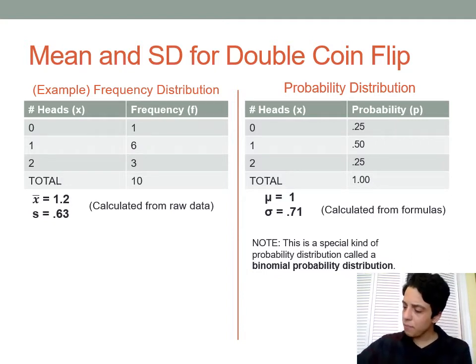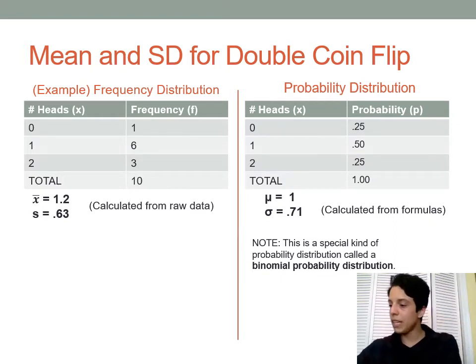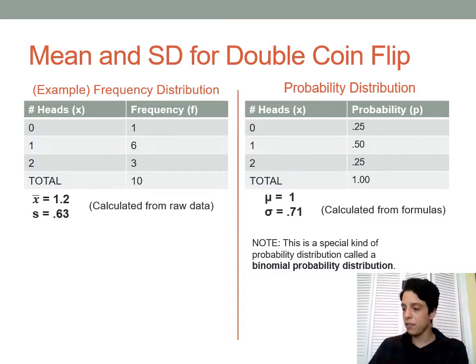I just did it again. I got tails and then tails. Doing it again. Heads and then tails, so that's 1 head. Doing it again. Heads and then tails, that's 1 head again. I'm only going to do this a couple more times, then I'll show you why I'm doing it.